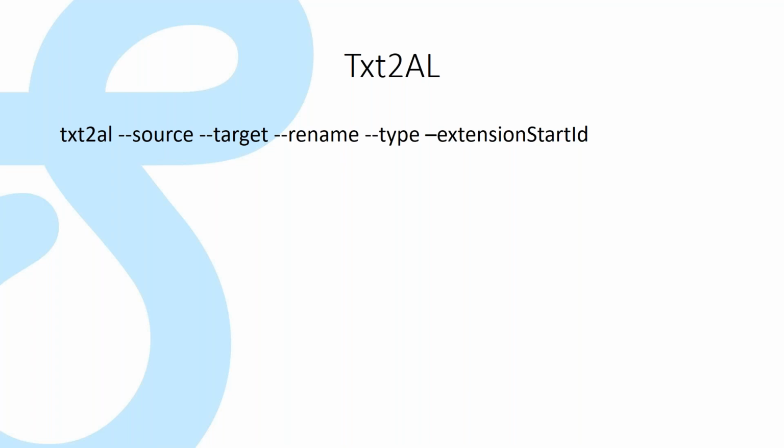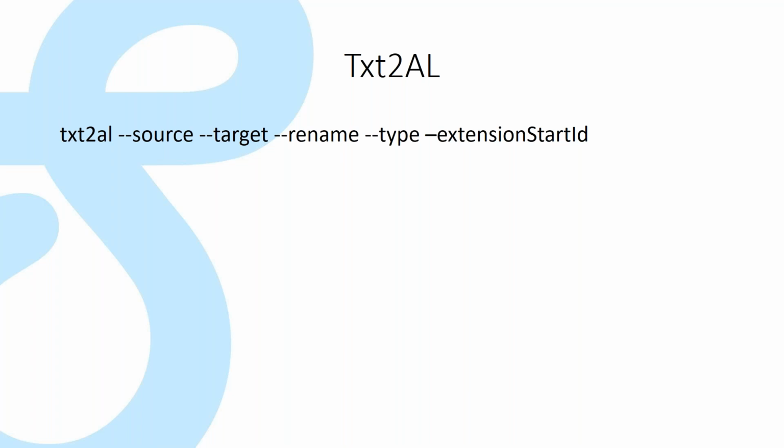To run this tool, you have to navigate to the Roletailored client folder via your CMD and run it with the following parameters. As you can see, the parameters are source, target, rename, type, and extension start ID. The source is the path that is required. The source will take in the new syntax objects, convert them, and move them to the target folder.